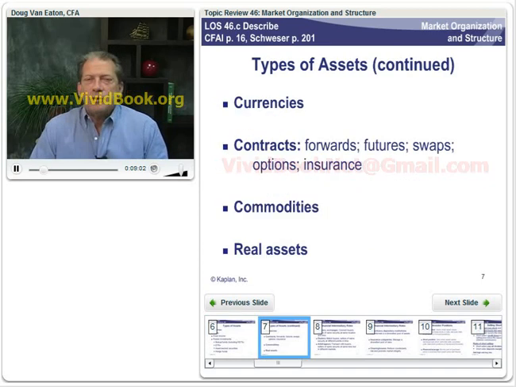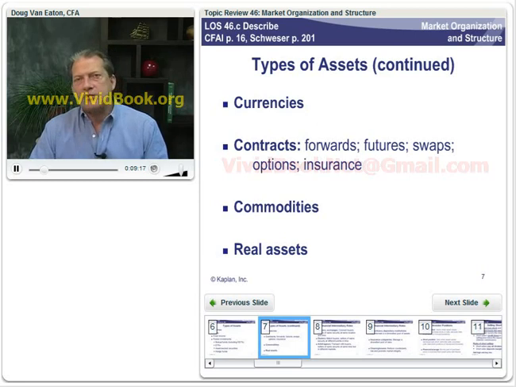Currencies, I guess we know what those are. We can buy them in the spot market. You can buy euros, or you can buy yen, or you can buy dollars and collect euro interest or yen interest or dollar interest. Contracts, forwards, futures, swaps, options, and insurance.